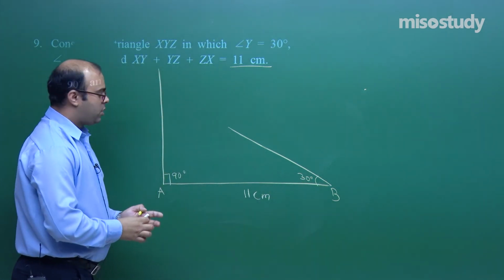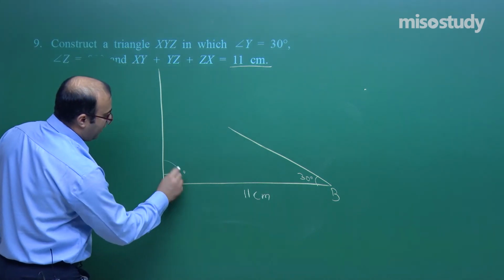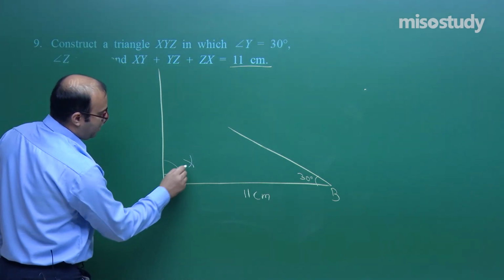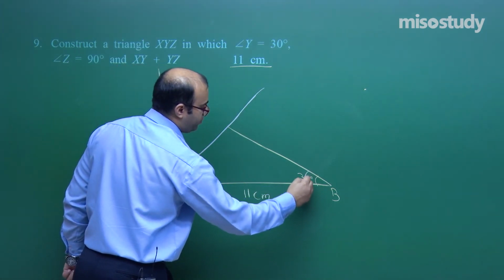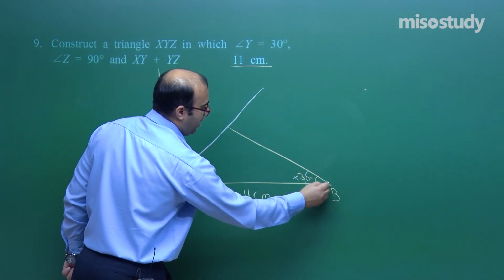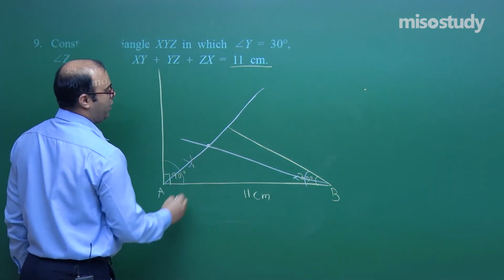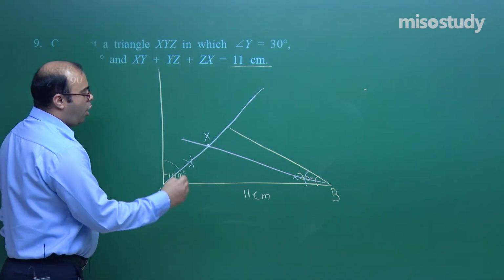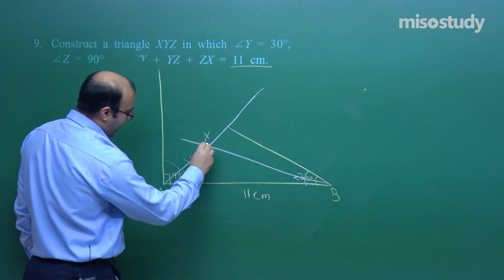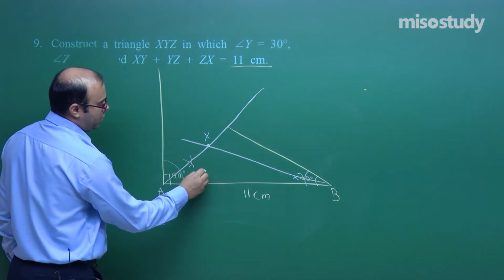What do we do next? We take the angle bisector of angle A. So we will take an arc, then an arc like this, an arc like this. This is the angle bisector. We take an arc here, and we take an angle bisector. These two angle bisectors intersect at this point. Let us call this point X. Okay, students?